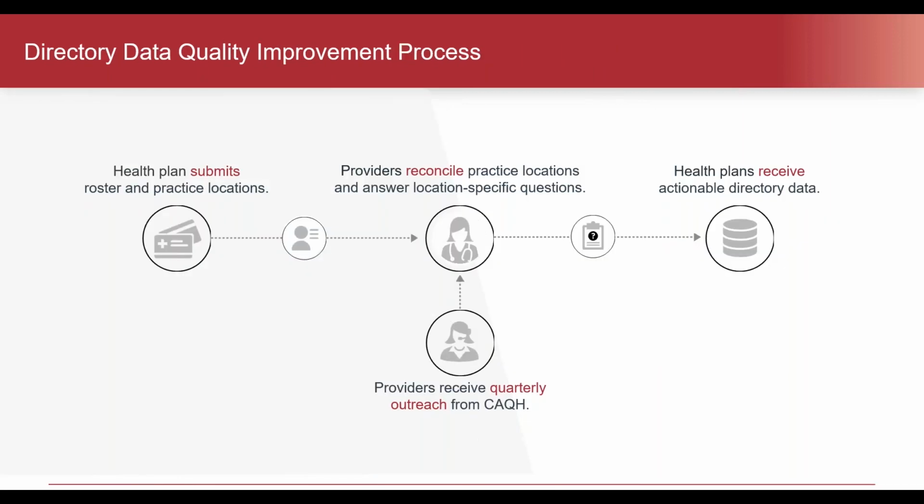I mentioned this briefly already, but basically the process here at CAQH for directory data quality improvement: a health plan would submit all of the providers that they're interested in on a roster, as well as all of the locations for those providers. The providers would use the CAQH ProView application that they're already coming into for credentialing purposes. They would reconcile all of that data and respond to the locations that are submitted by the health plans and accept or reject that data. And we're also doing that quarterly outreach.